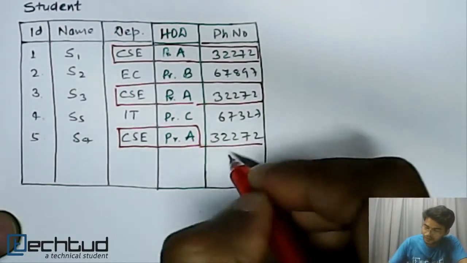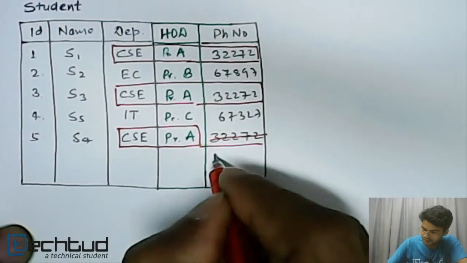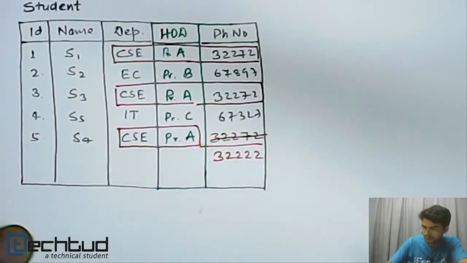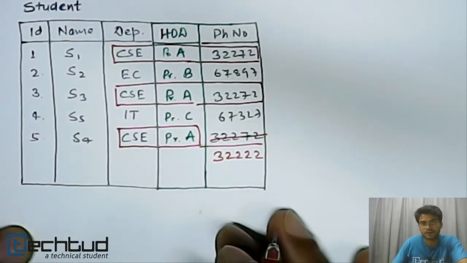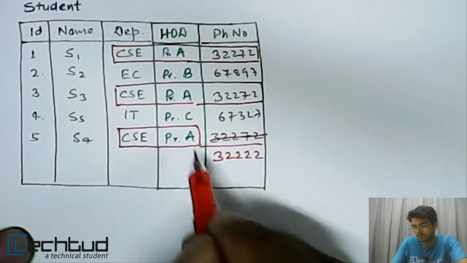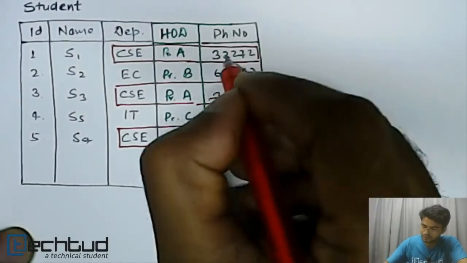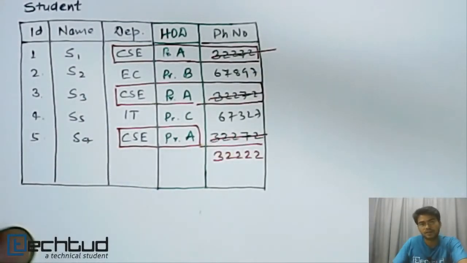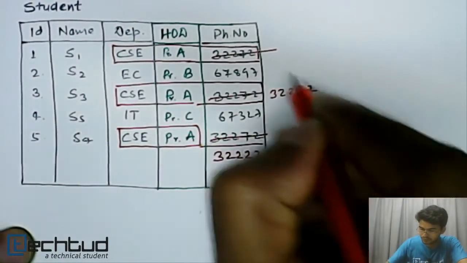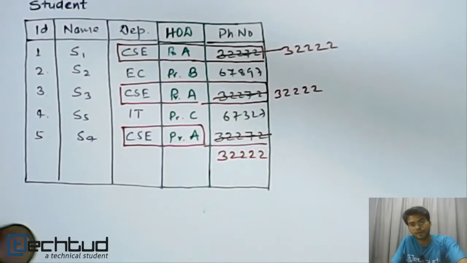Now let's say the phone number is being changed. The computer science department phone number we are changing, and it is now 32222, a more symmetric phone number. It's not just changed at one place. You have to find all the computer science department students and change the corresponding phone number. This will be updated, this will be updated, so all will be updated to 32222. So everywhere you have to update.